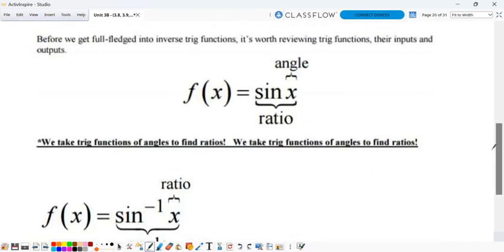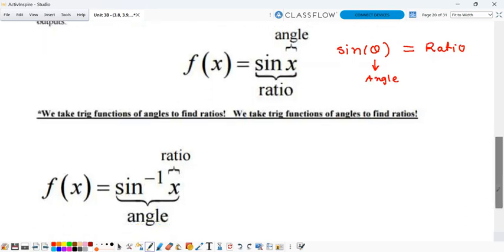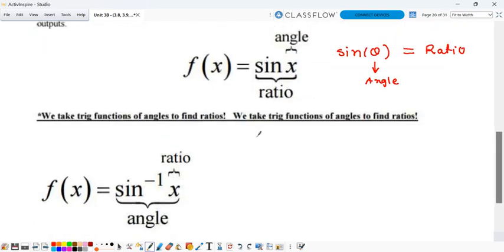Okay, so before we get full-fledged into inverse trig functions, it's worth reviewing trig function input and output. So let's think about if I say sine of theta, which means this is an angle. What will be the answer? The answer will be a ratio. Now what is sine inverse? Sine inverse is working backward.